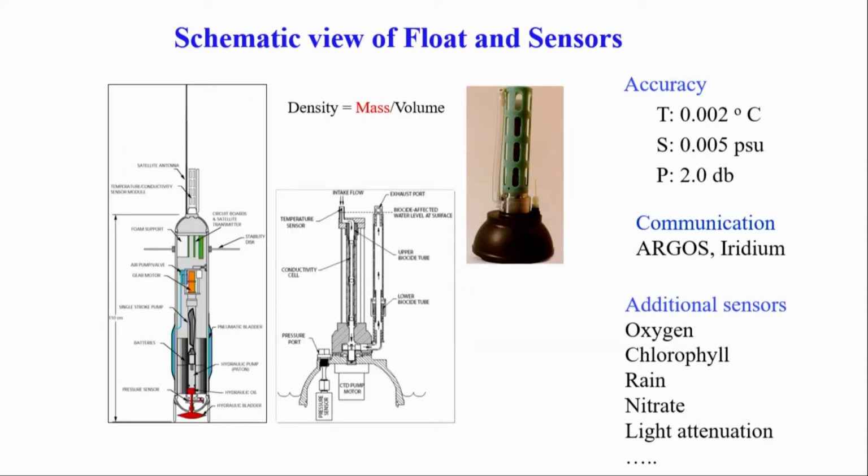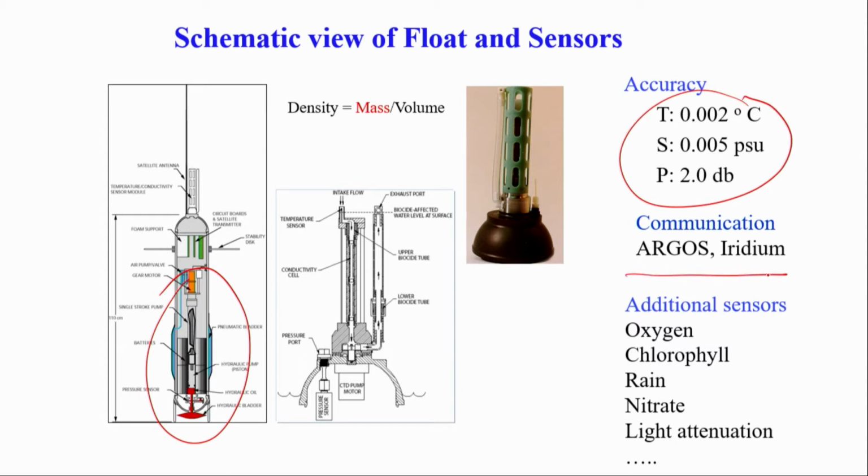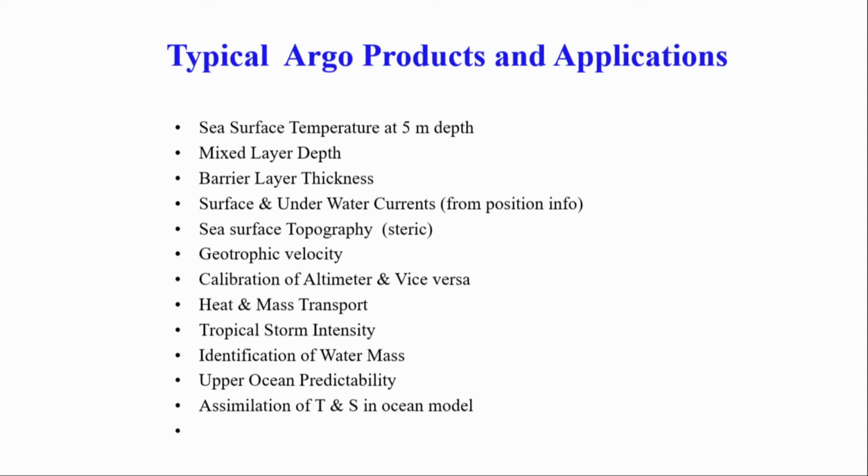So how does it work? This is the main mechanism. The mass is constant, and by changing the volume, the density of the entire float is modified. Using that it goes up and down, so that we can precisely send the float up to 2 kilometers and bring it to the surface. The accuracy of the sensors is very high, and it communicates through Argos and Iridium. Initially it started with temperature and salinity. Now there are many other sensors for oxygen, chlorophyll, rain, nitrate and light attenuation also added to the float. And these are typical applications one can see from Argo, like temperature, barrier layer and geostrophic velocity, and there are many applications we can use from the Argo information.